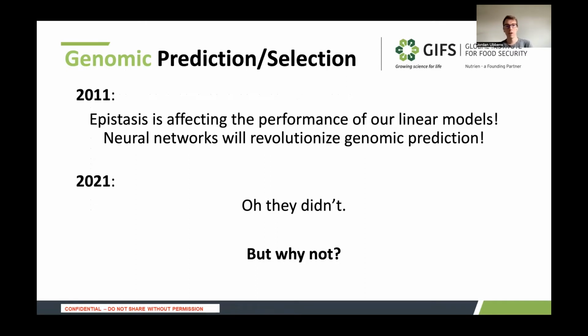Back in the early part of the 2010s, there was a lot of anticipation that powerful nonlinear methods like neural networks were going to increase the rate of gain for genomic selection, because these nonlinear models, being much more powerful in their abilities, are actually able to predict nonlinear effects, such as epistasis, which is a nonlinear effect between two or more markers.